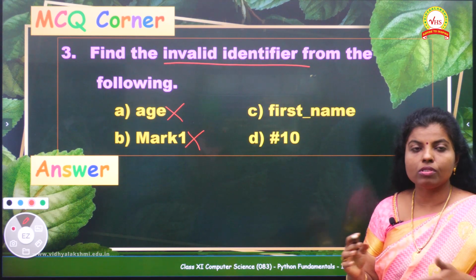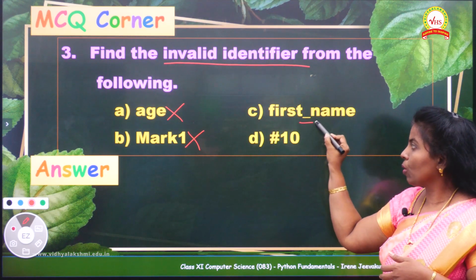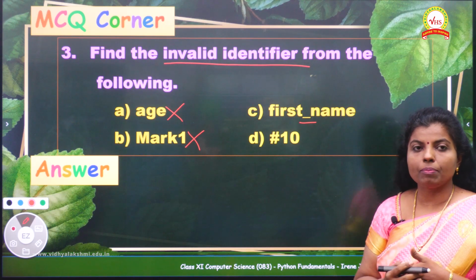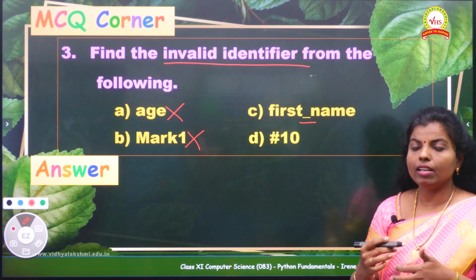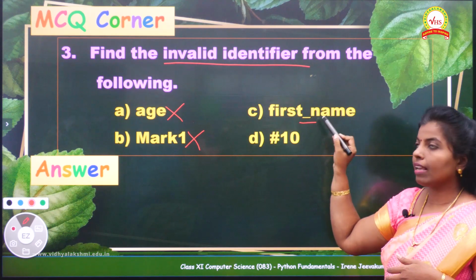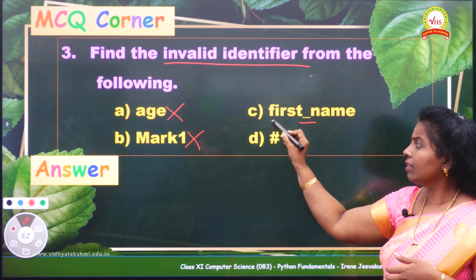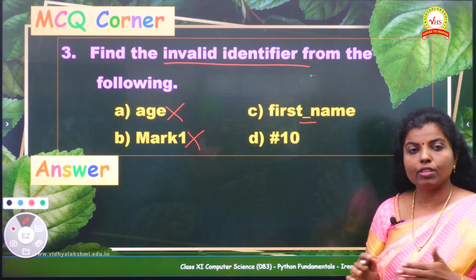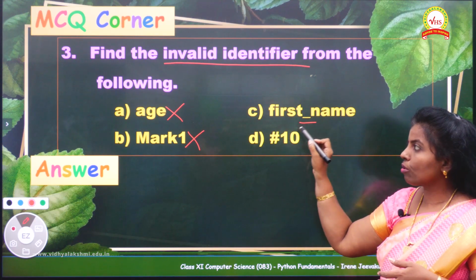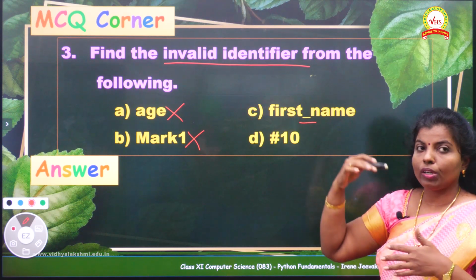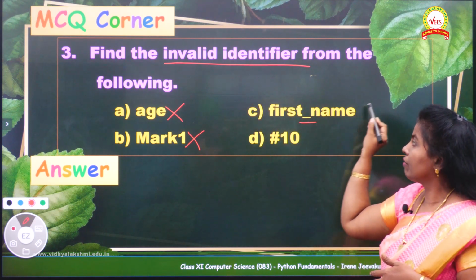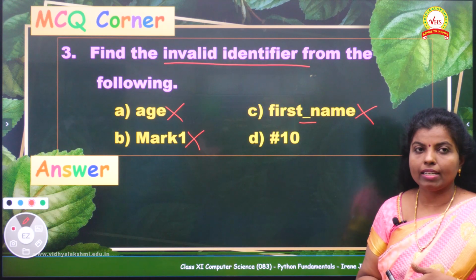If you see option C, it is given as first underscore name. Here we have used the special symbol underscore, but underscore is accepted in an identifier, right? So, we can say this is a correct valid identifier, and it does not begin with a number. It is not a keyword also. So, this is also a valid identifier, but according to the question we have to find the invalid identifier. So, this is not the invalid identifier.